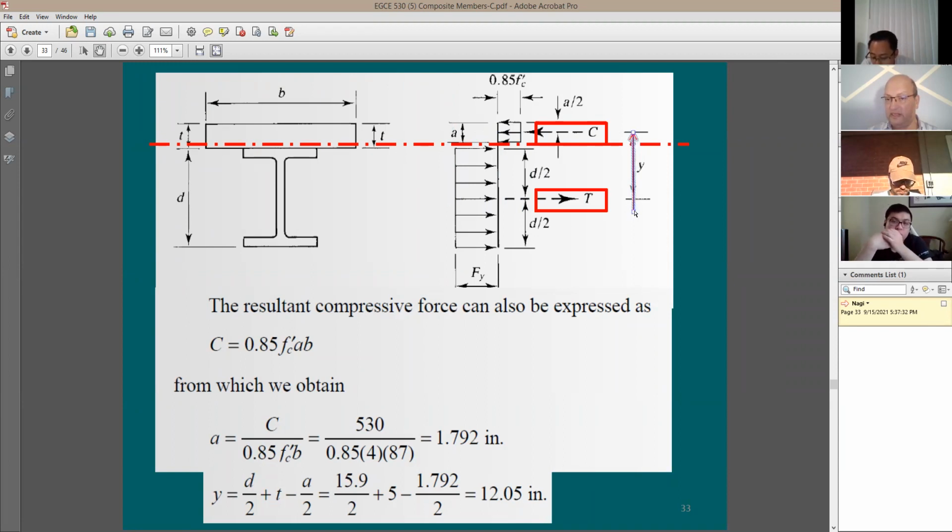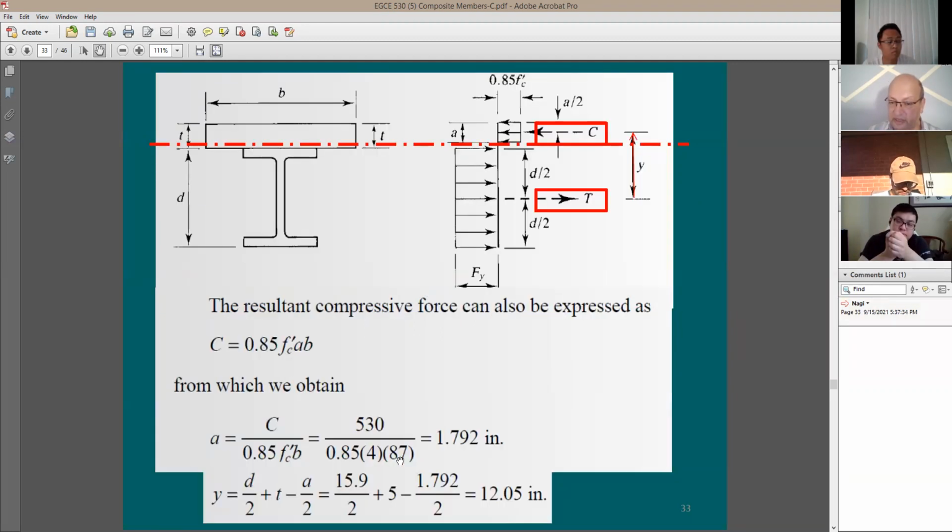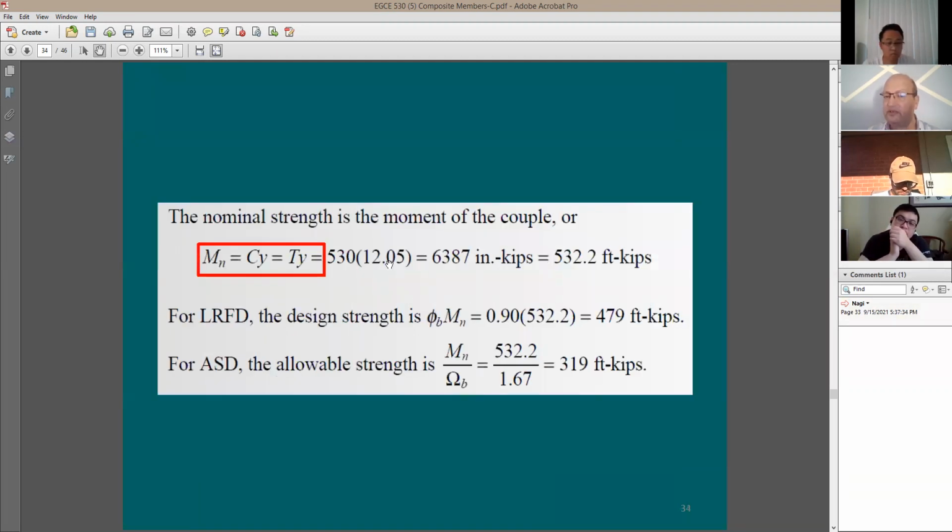The y distance, or Y_CT, in some cases equal to z. So this distance again is equal to 1/2 of the depth, plus slab thickness, subtracting 1/2 of a, which is this number here. Now here's the Y_CT, the distance from compression to tension. Now your Mn, the nominal capacity, is going to be equal to the compression force times y, or tension force times y. Again, compression or tension is 530 kips, and the distance, as we just calculated in the previous slide, was roughly 12 inches.